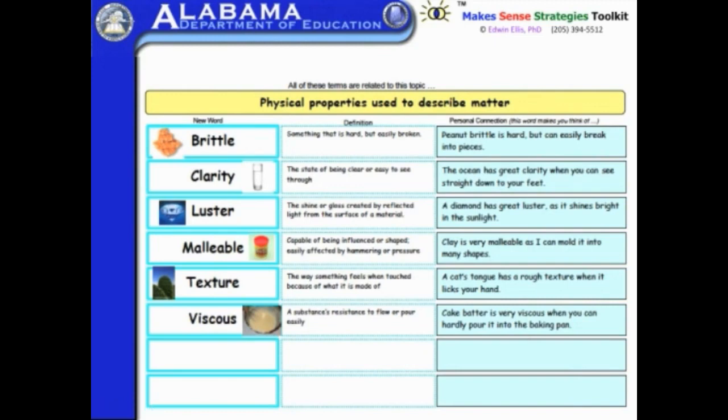But anyway, you get a sense of what we're doing. We're not just looking up the word and writing a definition, we're also making personal connections with it.